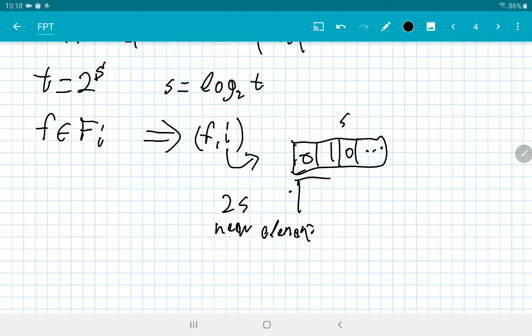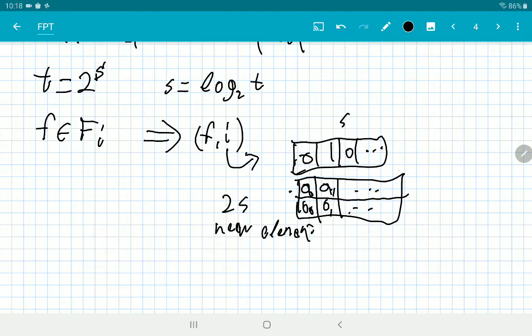Let's call them A_0, B_0, A_1, B_1, and so on, till A_s, B_s. So I give you those 2s elements, and the idea, of course, is that given any binary string of length s, you can encode it by choosing the corresponding element. One would be the bottom element, zero would be the top element. So you get the choice of s elements.